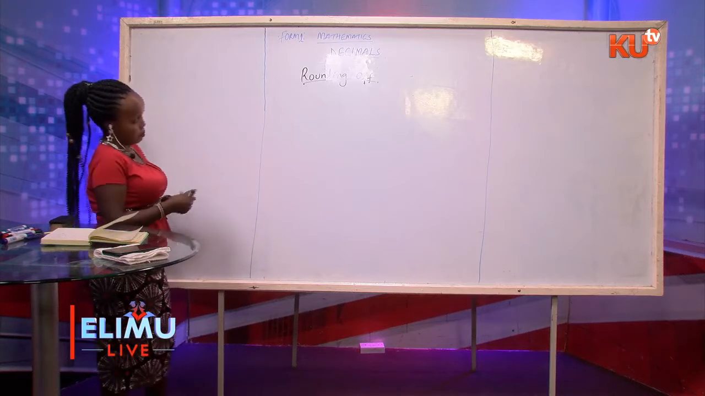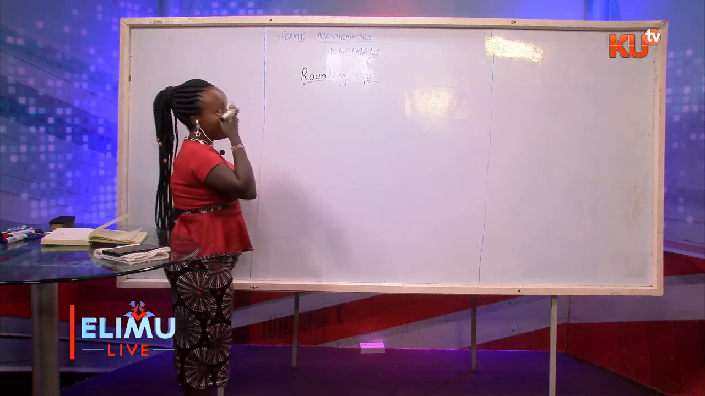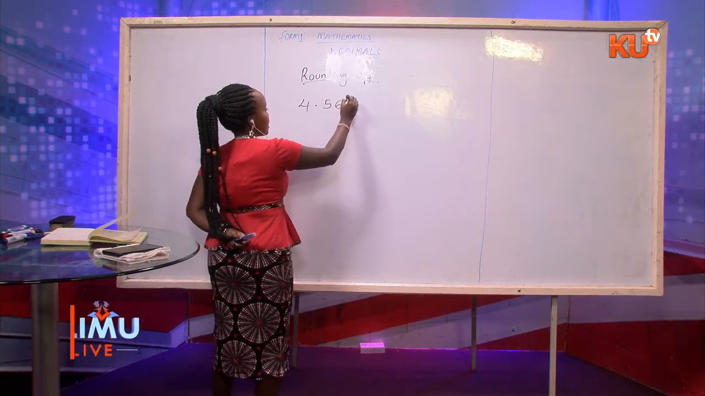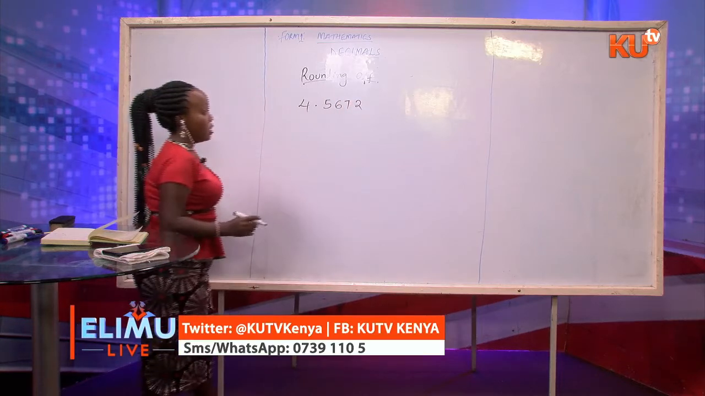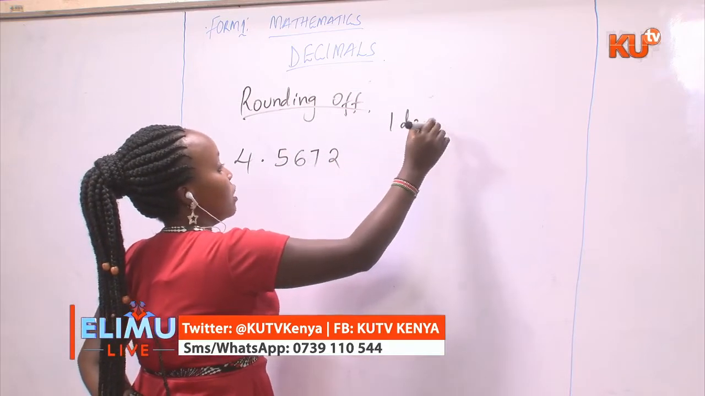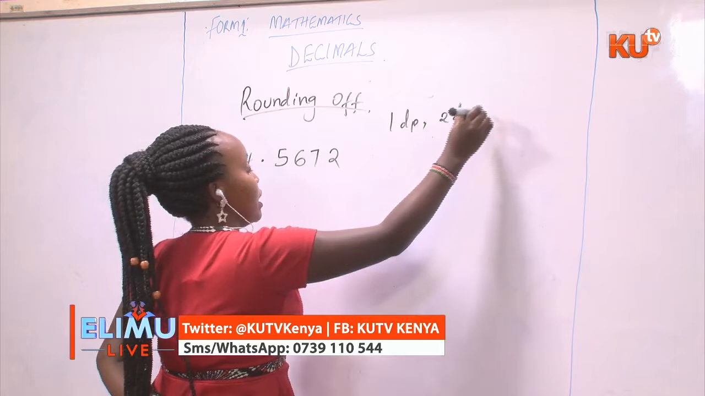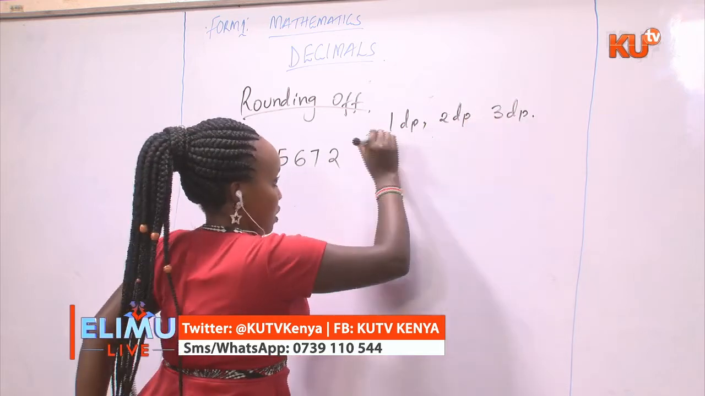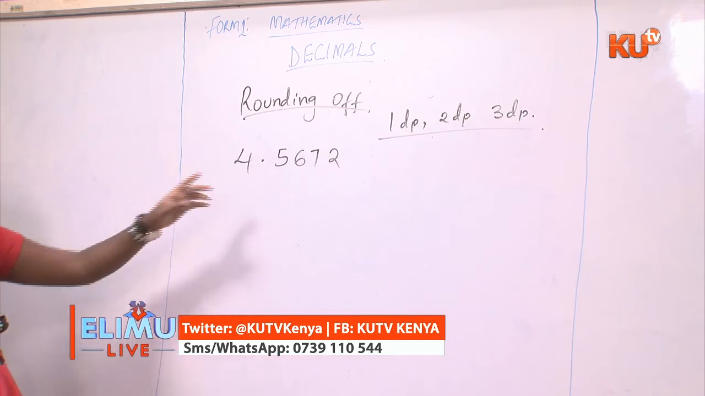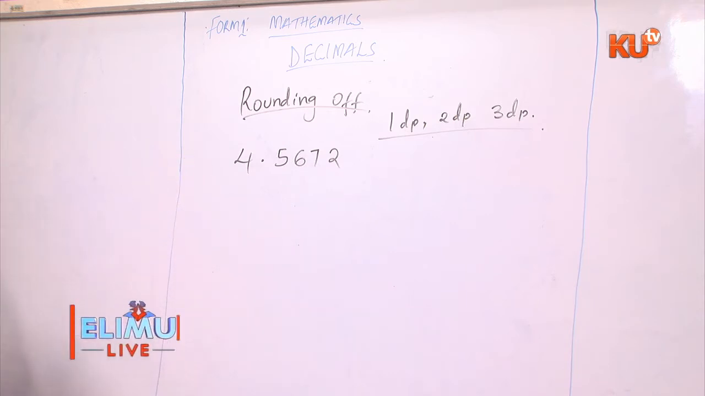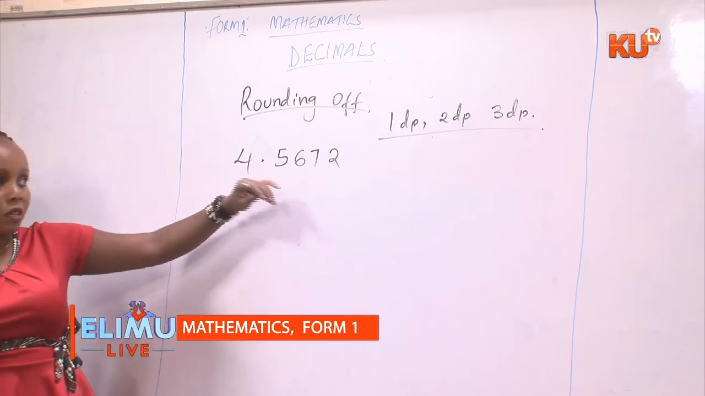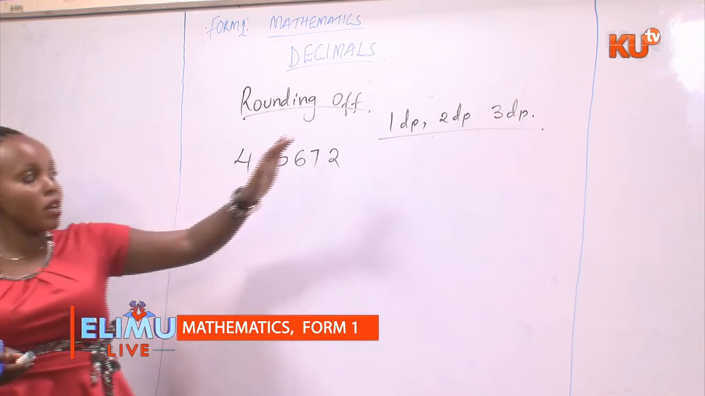You can be given any number, for example, a decimal number. You can be given a number like, let's say, 4.5672. Then you are told, round off the following numbers to 1 decimal place, 2 decimal places, and 3 decimal places. So when we have our number here as 4.5672, we're supposed to round it first to 1 decimal place. If you look at this number, it has 4 decimal places.